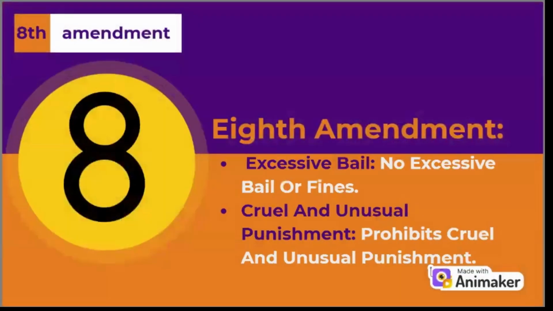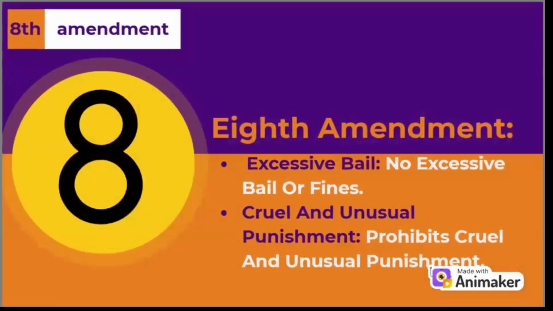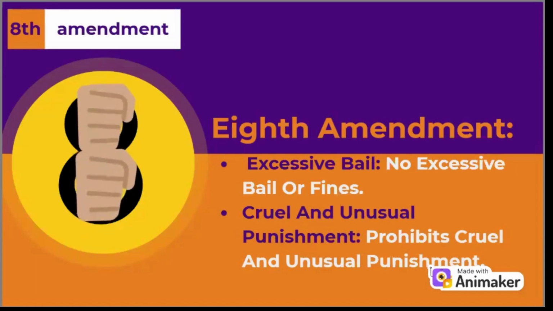The Eighth Amendment protects against excessive bail. No excessive bail or fines. Cruel and unusual punishment. It prohibits cruel and unusual punishment. Now let's put our fists together to simulate the number 8. Twist your wrists. This represents punishment. Under the Eighth Amendment, the punishment must fit the crime.